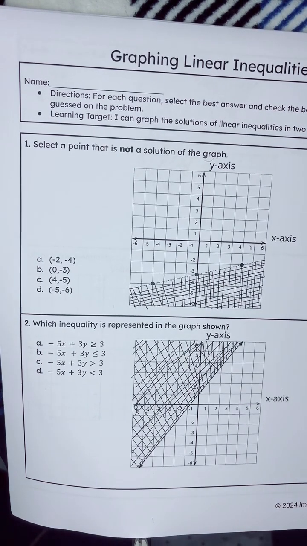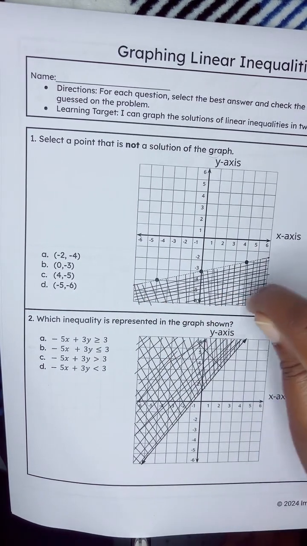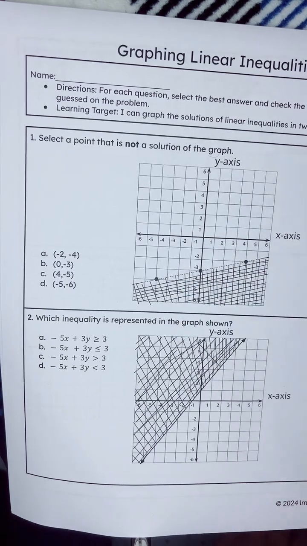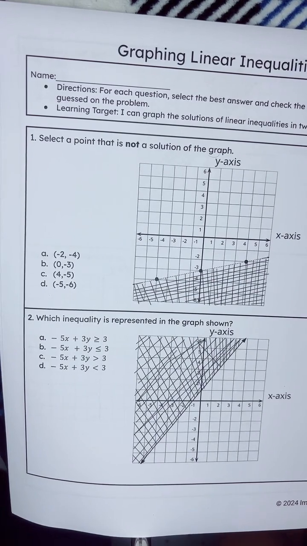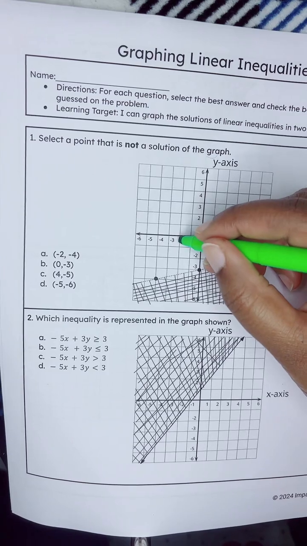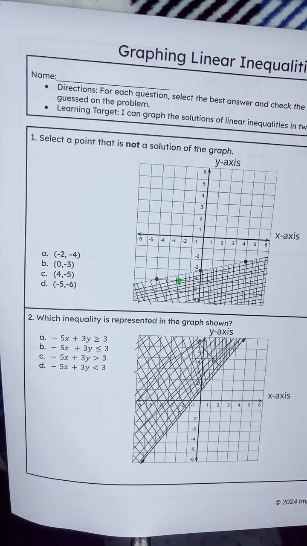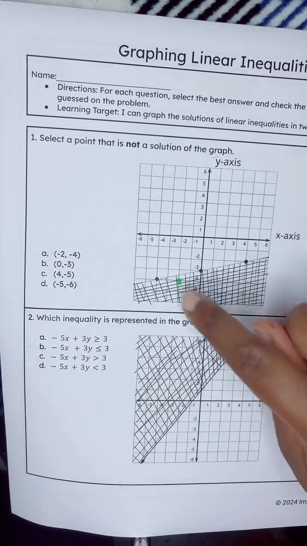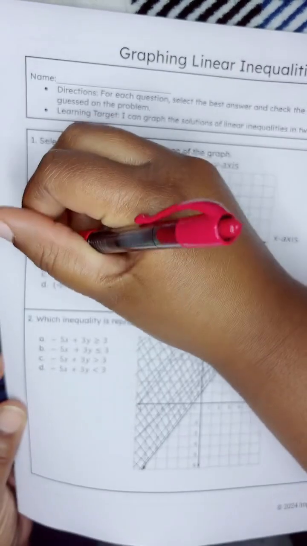All right, so let's talk about what the solutions are. Solutions are any point that's in this shaded region. So all these points that are in this shaded region are a solution. So let's plot this. If we have -2, -4, we go to -2 on the x and drop down -4. You see how this first point here, -2, -4, is in the shaded region. So this would be our answer.